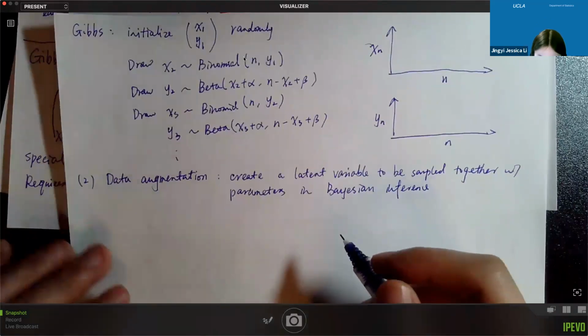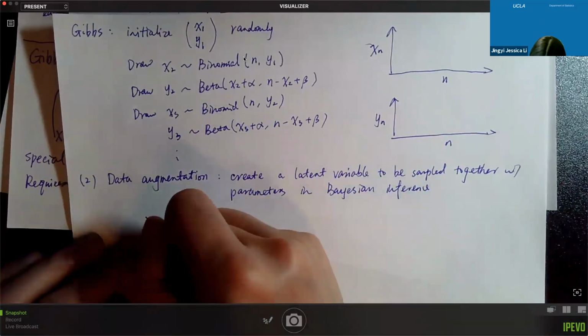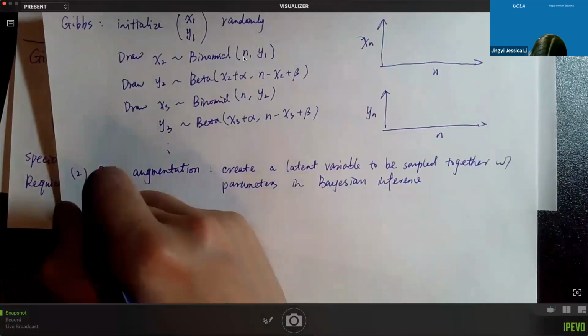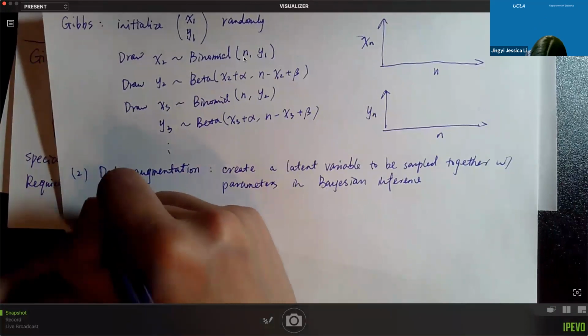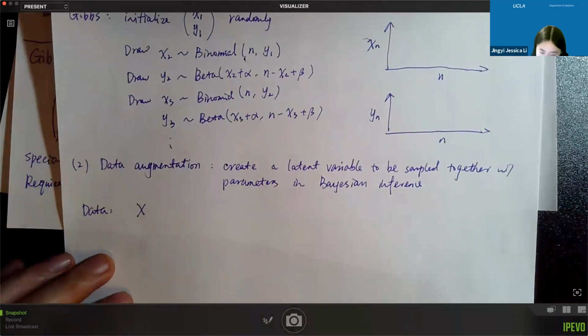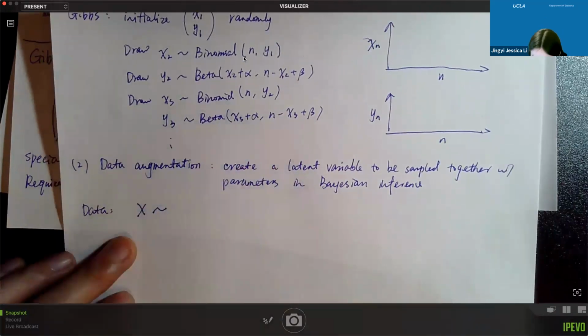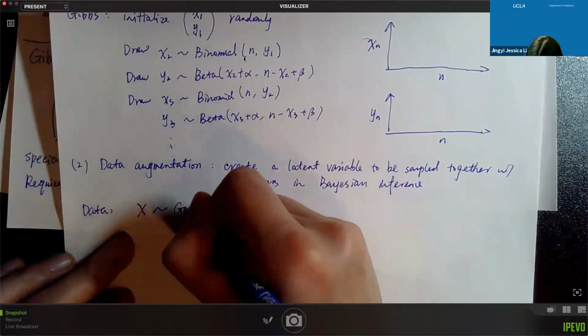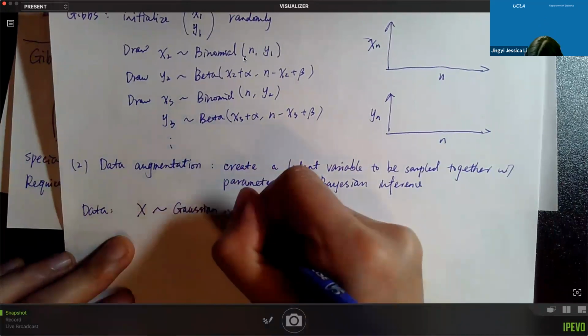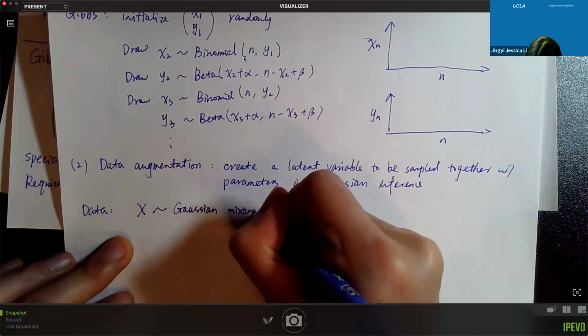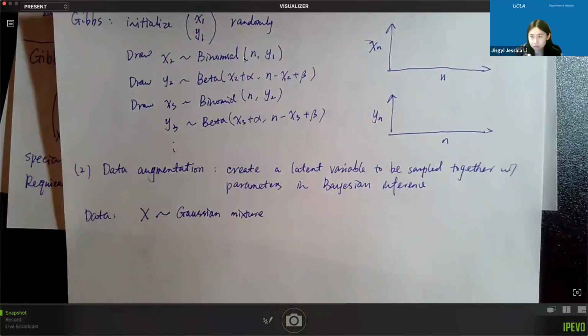So we assume that our data will follow a Gaussian mixture model. I made a mistake. I shouldn't say the likelihood of data. I should say this is the data generation we are going to use for writing down a likelihood of parameters. That's the accurate way of saying it.